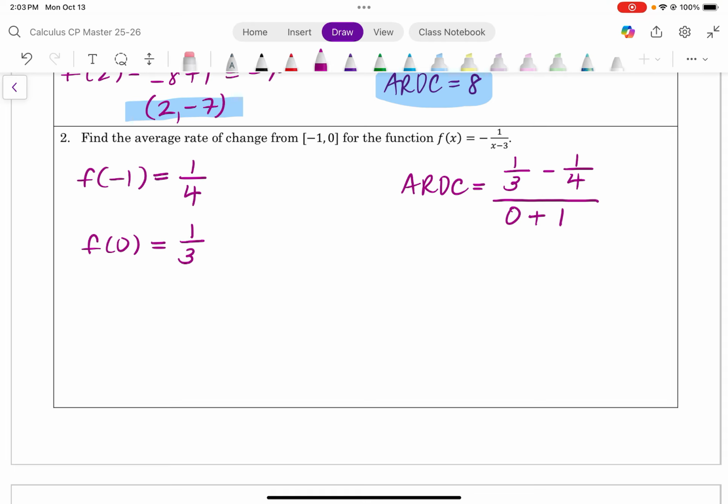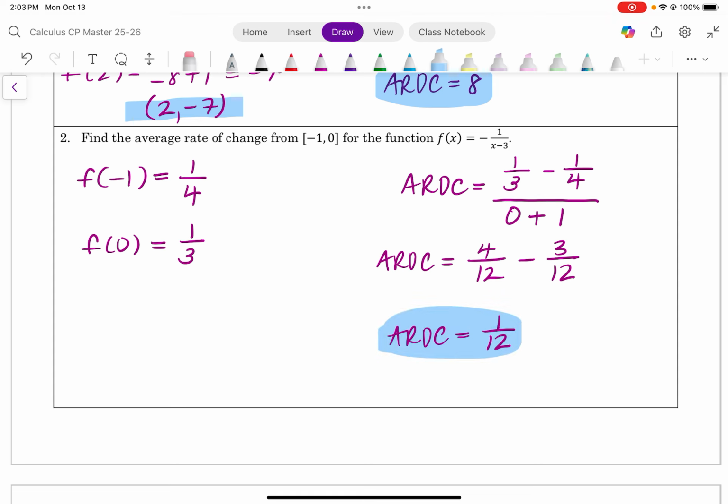Now, conveniently, the denominator will go to 1, so I don't have to worry about it. But in order to combine those 2 other things, I do need to make common denominators. So that'll be 4/12 minus 3/12, which will give me an average rate of change of 1/12. And that will be your answer to that question.